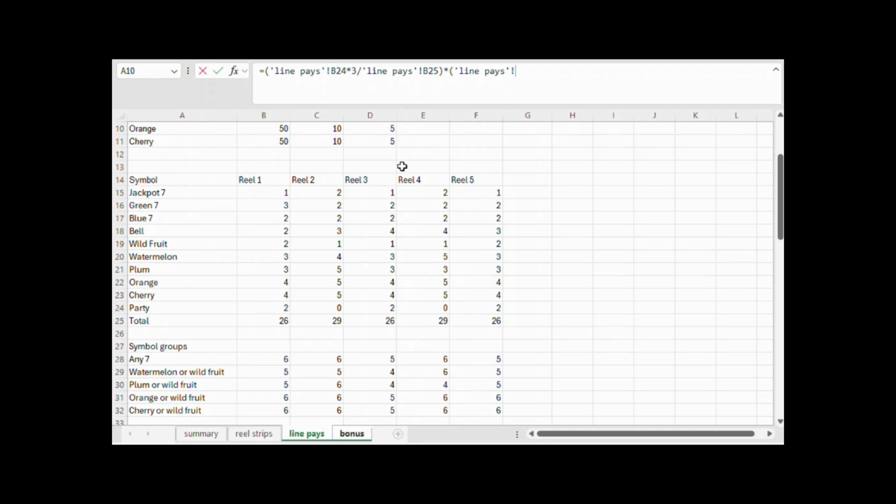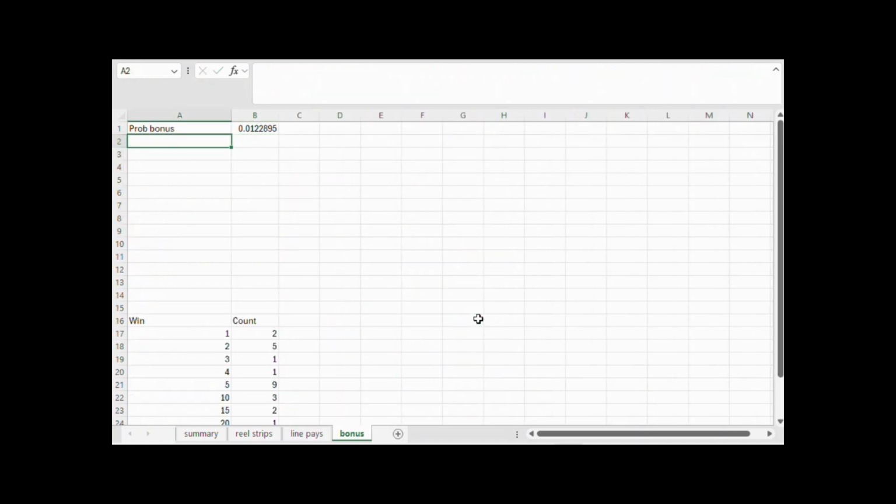And then let's do exactly the same thing for reel 3. It appears twice on reel 3. Multiply by 3 for the 3 rows and divide by the number of positions on the reel. And then finally the same thing for reel 5. So this is showing us the probability of the bonus is about 1.23%.